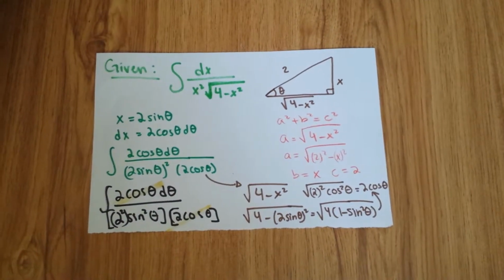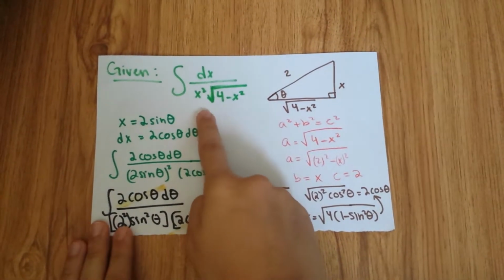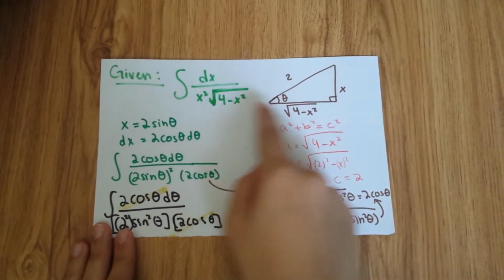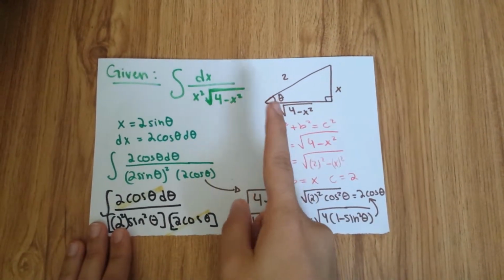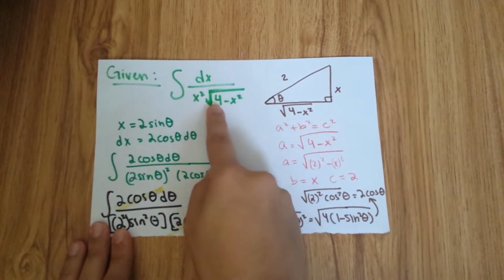First off, we have an easy problem right here. We have the integral of dx over x squared rad 4 minus x squared. Before we start drawing a triangle and executing the integral, we first need to remember to put the Pythagorean identity.